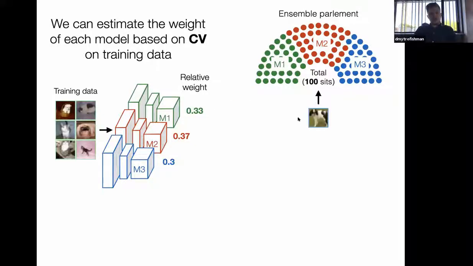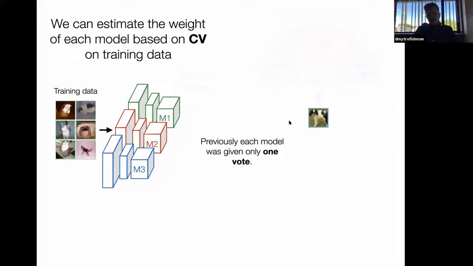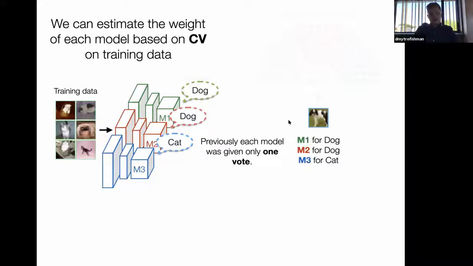So for example, we show the Rada on their screen a picture of a dog. And then we ask every member, what is the class of the picture? Some of them say it's a dog. Some of them say it's a cat. Previously we had just 1 vote from each party. So each party had just 1 vote: dog, dog, cat. And then we would just take a majority vote.